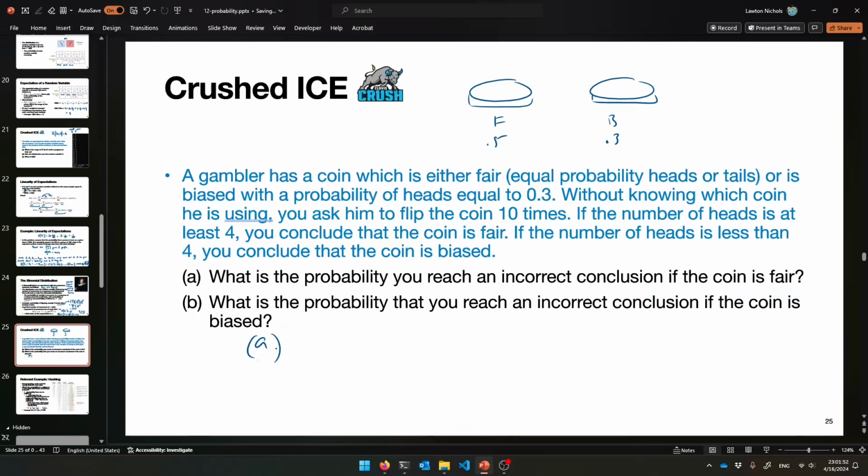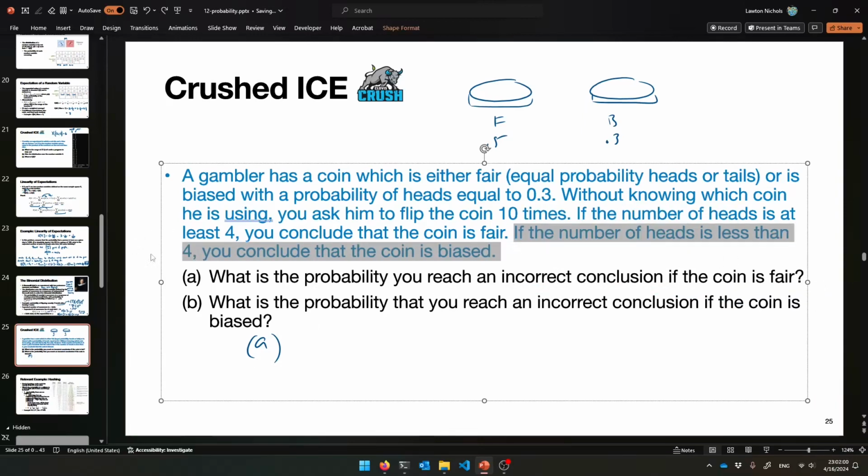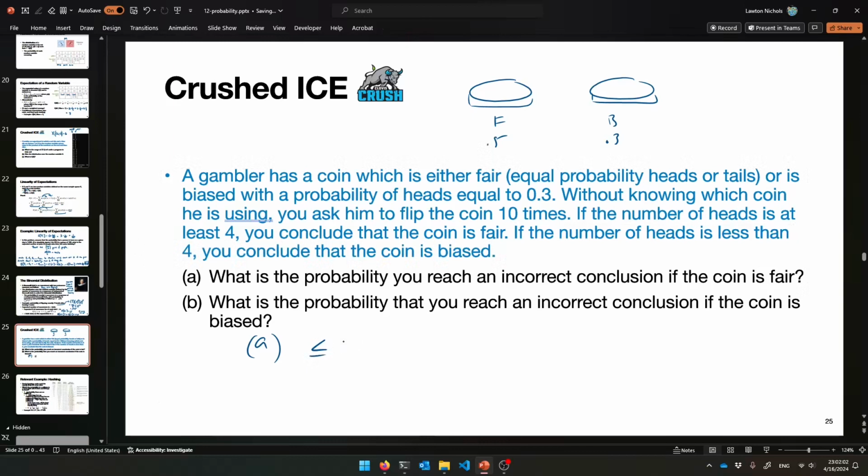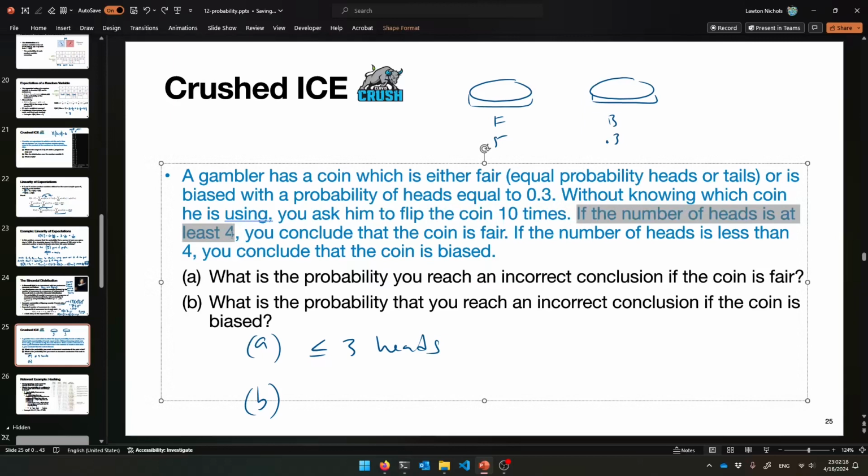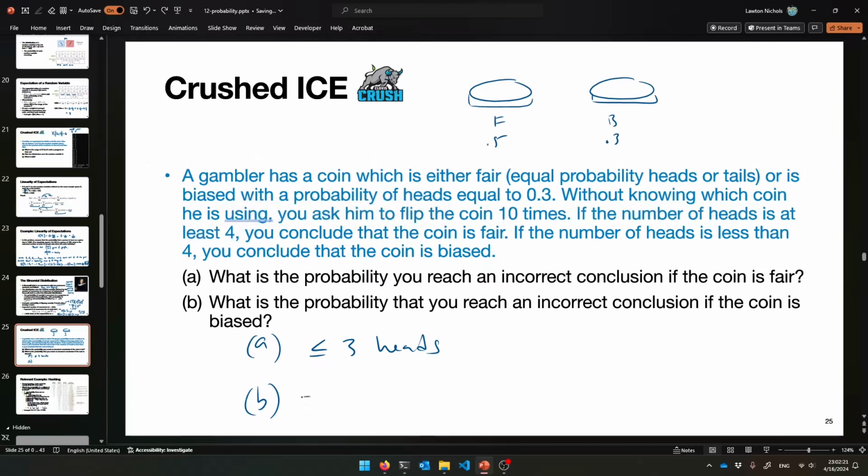All right. For the A case, the probability you reached an incorrect conclusion and the coin was really fair, that means you thought it was biased because you saw less than 4 heads. So that means you saw less than or equal to 3 heads. And for B, we thought it was the biased coin incorrectly. We thought it was the fair coin, but the coin was really biased. What does that mean? We thought it was fair because we saw at least 4 heads. So that means we saw greater than or equal to 4 heads in that case. Okay? And so we thought it was fair, but it was really the fake one. All right? So that's what we're going to calculate here.